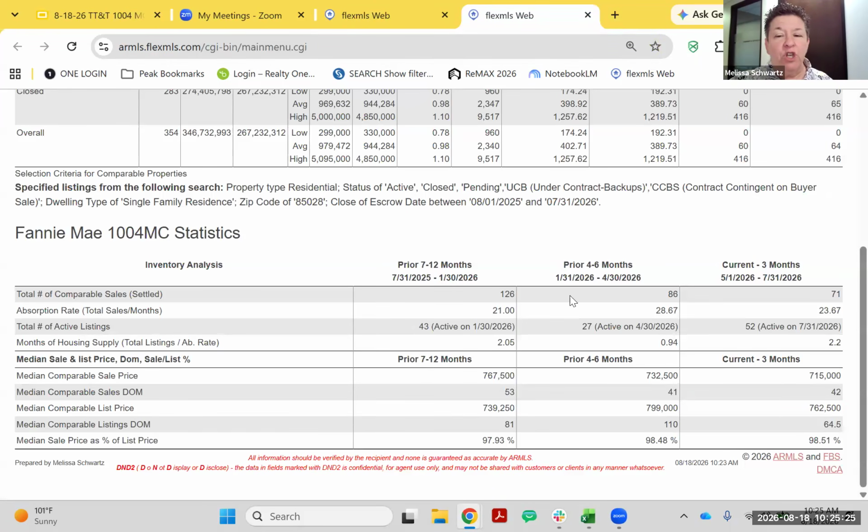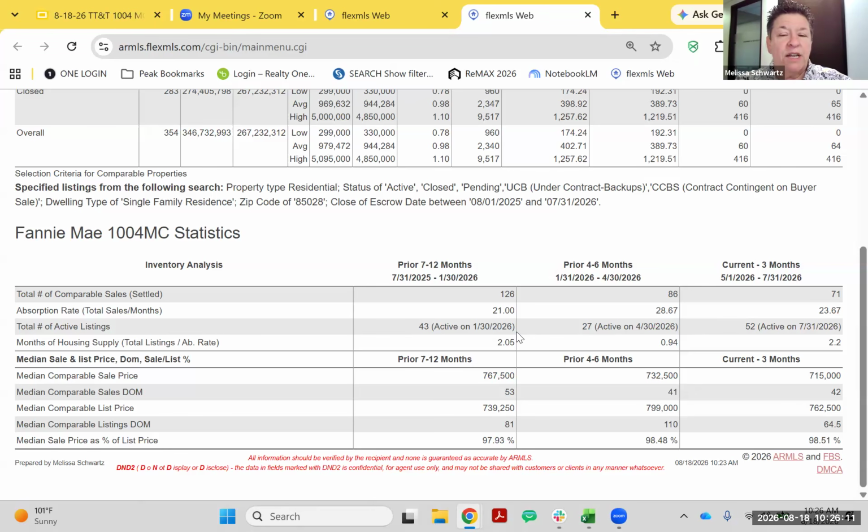So let's go back over to here. So you can see this is saying, right, the total number of comparable sales that 7 to 12 months was at 126. And then that closed over those 6 month period. And then in the 3 month period following that, 86 closed, and now we're down to 71 closed. Now, if you think about it, 126, because that's over a 6 month period, right? Half of that is about 60. So again, that 4 to 6 month period was the stronger sales period. Not surprising, it was January 31st to April 30th, right? So very solid period of time.